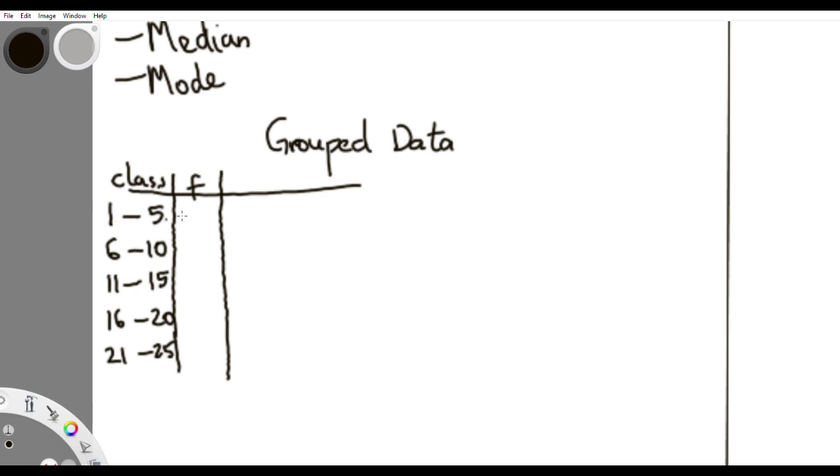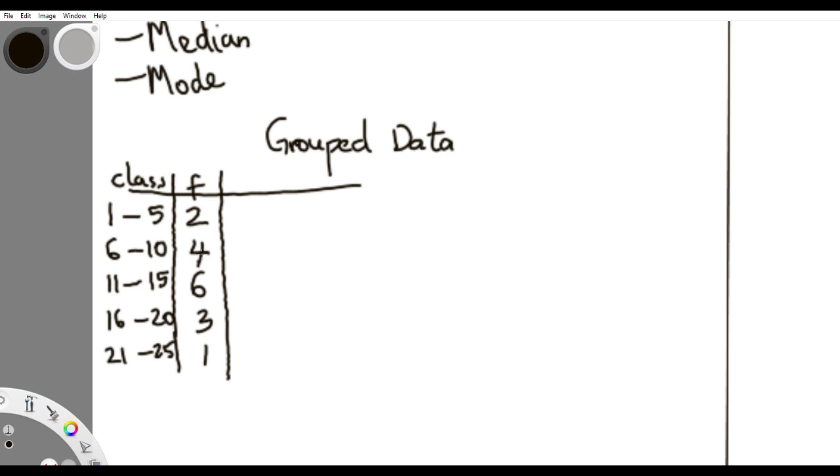The number that falls between 1 to 5, probably 2. The number that falls in 6 to 10, I'm just giving random figures as a question. So let's assume these are the scores of students over 20 in a particular test. The students that scored between 1 to 5, two of them; 6 to 10, 4; 11 to 15, 6; 16 to 20, 3; and 21 to 25, just one. So let's take this for example, and you are told to find the mean score.